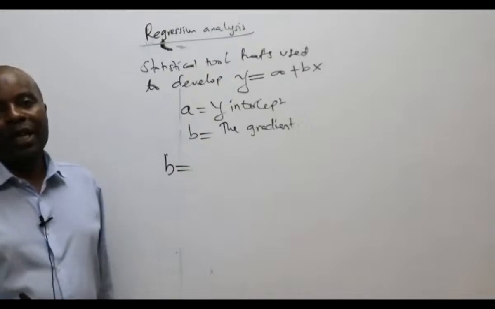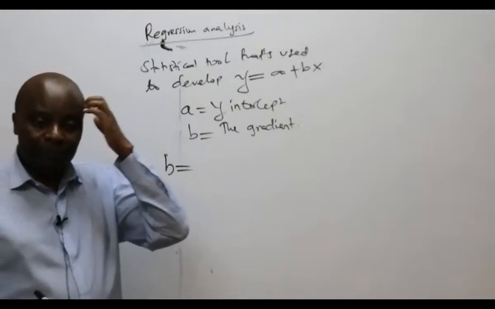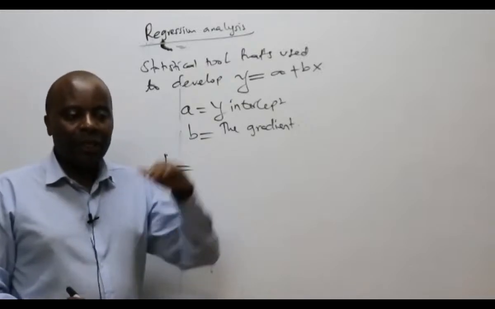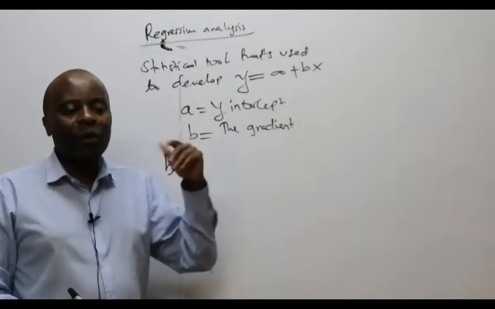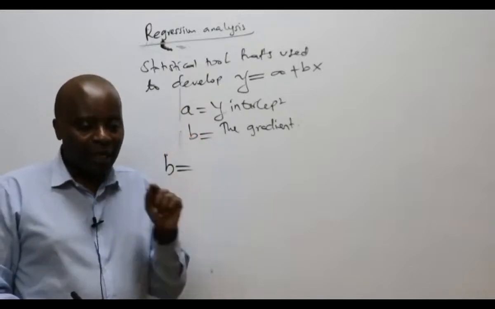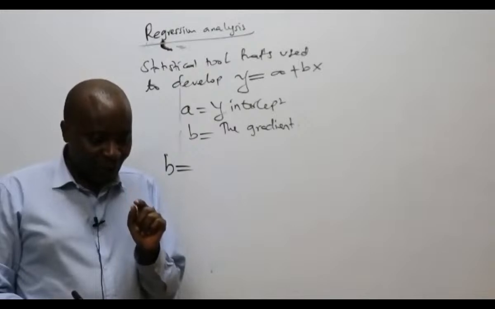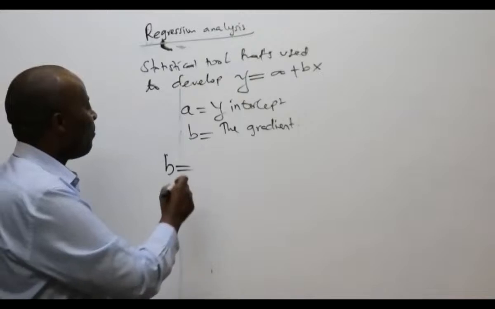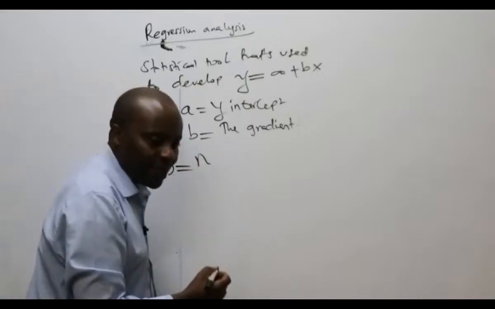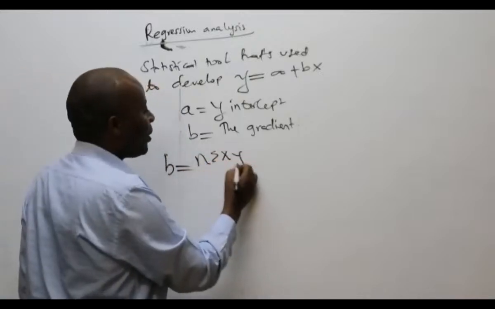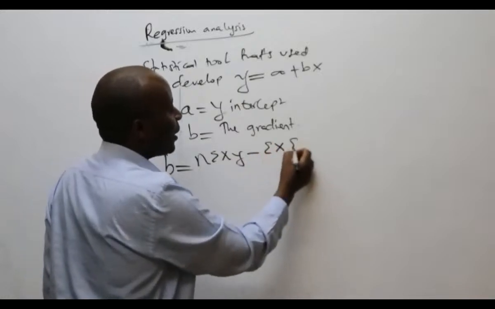The formula for getting the numerator of B. So very good. I can see in this case here, very good. Somebody who is very creative. They have said here B equals N summations of XY minus summation of X, summation of Y.